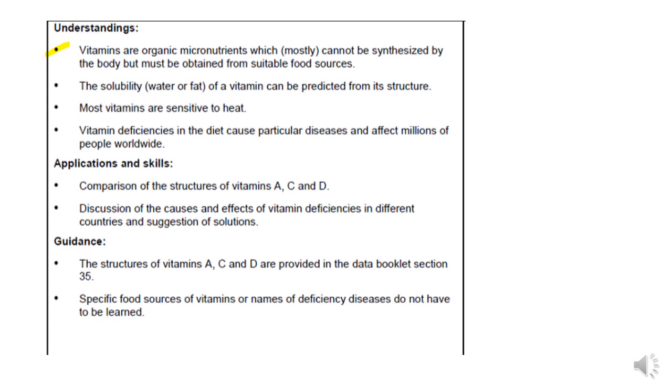So we're going to talk about what vitamins are, looking at their structures, particularly by comparing vitamins A, C and D. We're going to talk about heat sensitivity, particularly in the context of vitamin C. And we're going to talk about vitamin deficiencies and what we can do to help. The images I'm going to use of vitamins A, C and D are directly from the data book. And while I am going to mention some deficiency diseases, you don't need to know their names.